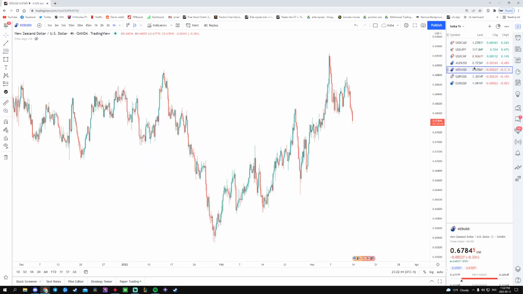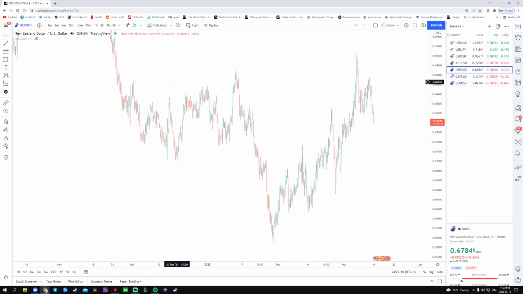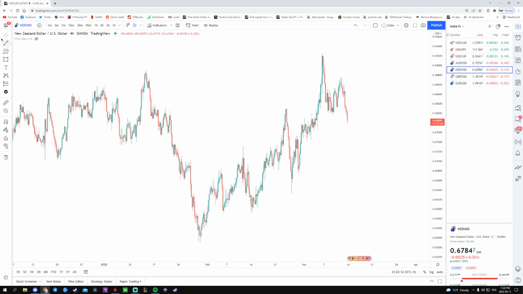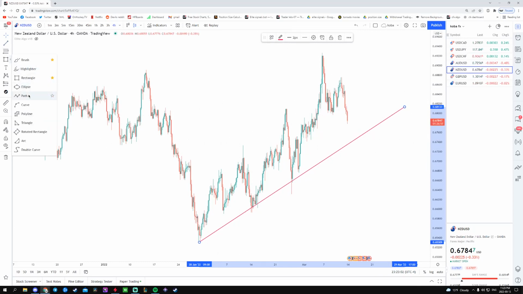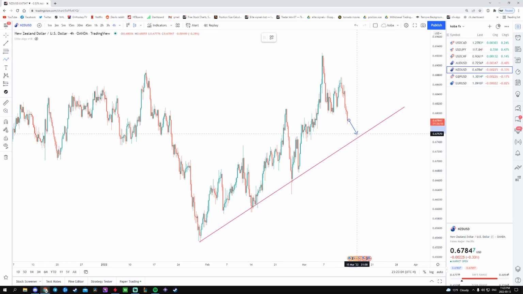NZD/USD, same thing as AUD/USD. It's the same exact looking chart. We were in a little bit of a range here. It broke down. Now we're on an uptrend again. If we were to draw a trend line from over here to right here, what we are looking to see right now on this chart is for the price to come back down to this level, and then from here kind of shoot back up and create another higher high up here.